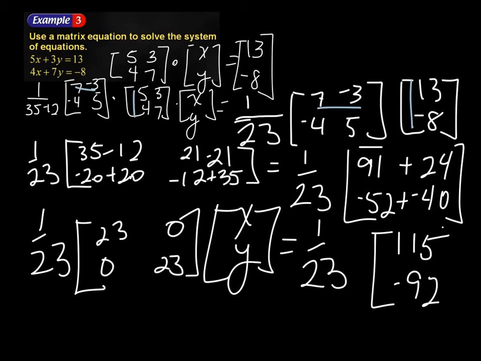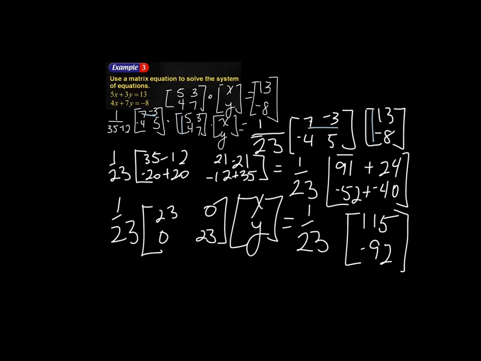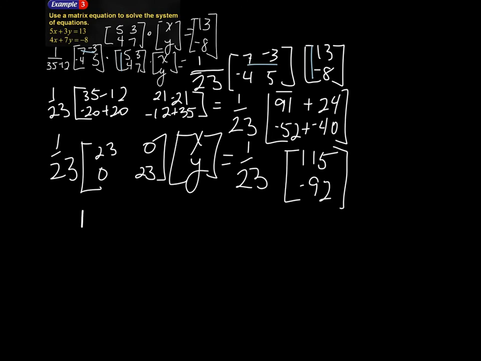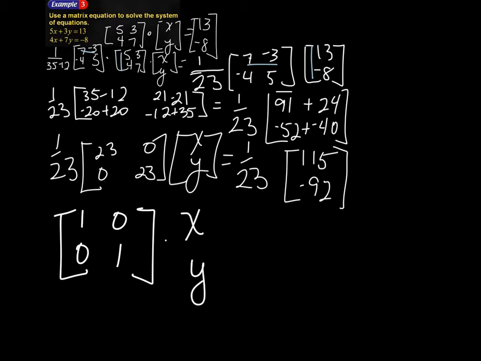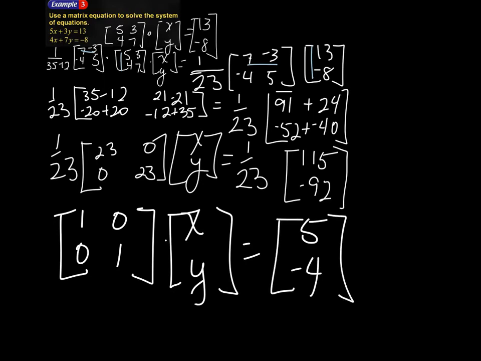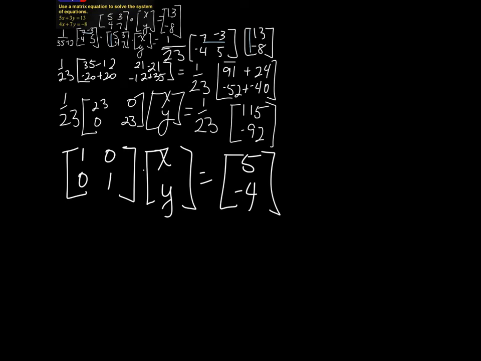Okay, so on the left, I have something that looks an awful lot like the identity matrix. So if I multiply row by column there, I'm going to get what I started with. That's nice. And on the right, 115 divided by 23 is 5, and negative 92 divided by 23 is negative 4. So all of that to say, we've got x equals 5 and y equals negative 4. Or we could just write it as an ordered pair, 5, negative 4.